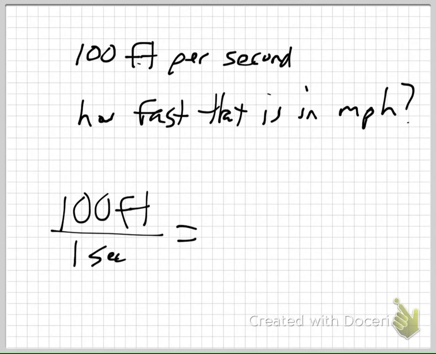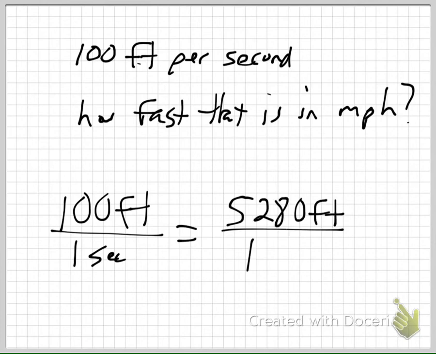So I need to know about miles. What is the relationship between feet and miles? What's the relationship between feet and miles? 5,280 feet. Now look here. It's 5,280 feet for 1 mile.